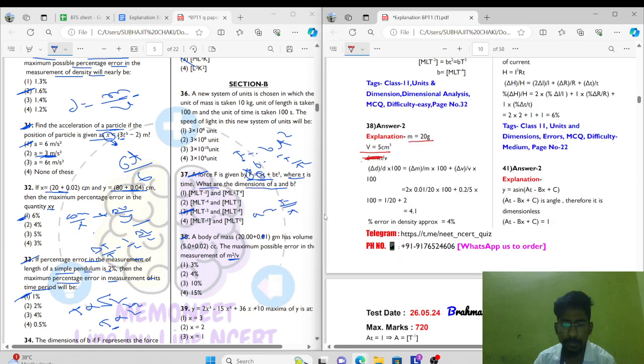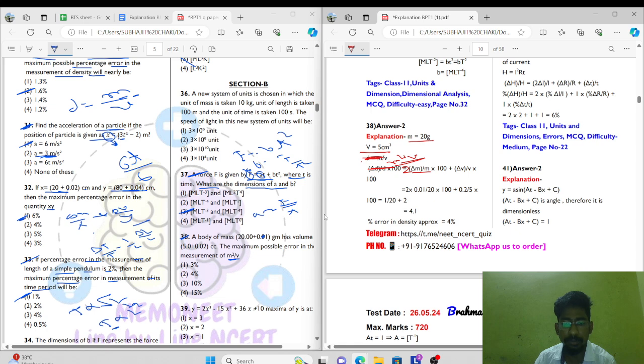So del d by d, for m square by v, equals 2 into del m by m into 100, plus del v by v into 100. So 2 into 0.1 by 20 will become around 1 by 20, and this will become 0.2 into 5 by 100. Sorry, it will become 4, right? So 0.2 by 5 means 0.004, into 100, gives 1 plus 4, 4.1. So the error in the density will be approximately 4%. 4.1 means error of approximately 4%, right?